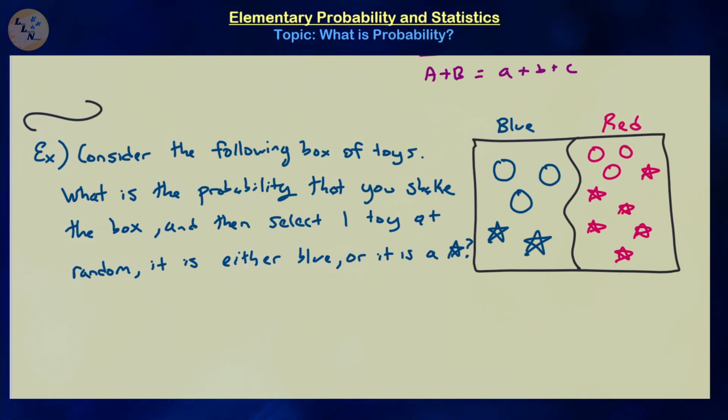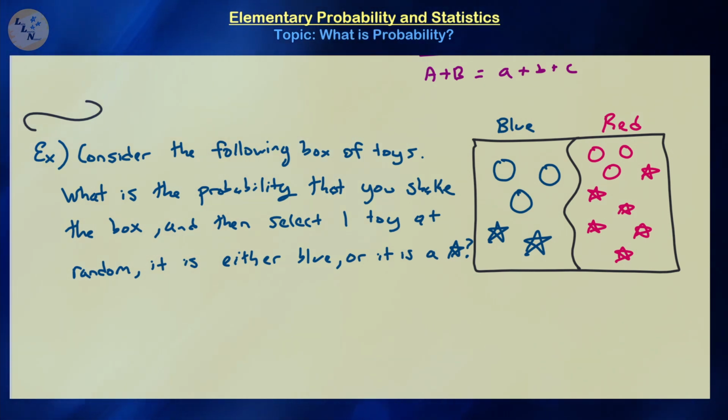The reason I mentioned that you shake the box and then select one toy is that if this is your box setup, you might be able to memorize the positions of these toys, so you don't want to have any biased sampling for this experiment. We want everything to be random. So the probability of selecting one toy is not any different than the probability of selecting another, right? A nice uniform distribution of probabilities for individual toys.